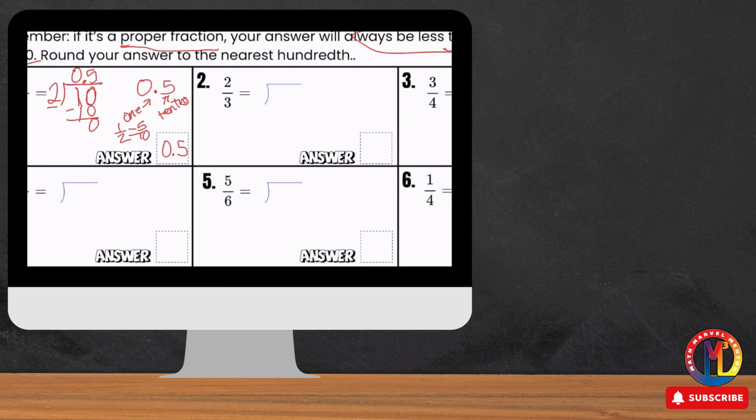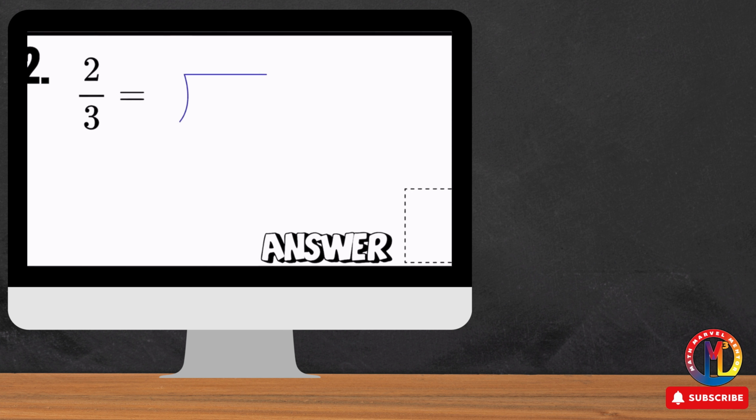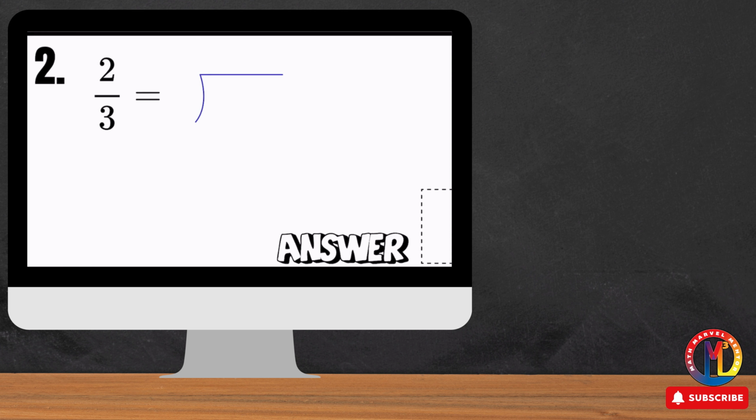Let's have you go ahead and try number 2, 2/3. Remember, 2 is the dividend and 3 is the divisor. Go ahead and click pause and then come back and we'll go over the answer.